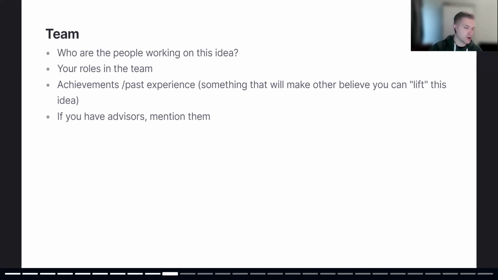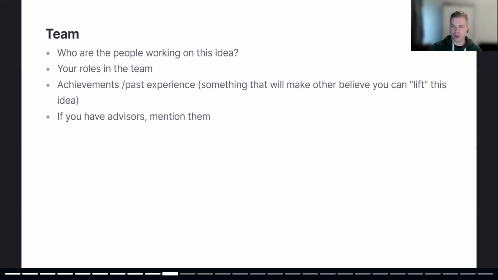But if the companies are not known, then I probably would go with naming some skills or experience that your team have, and wouldn't mention the company itself.